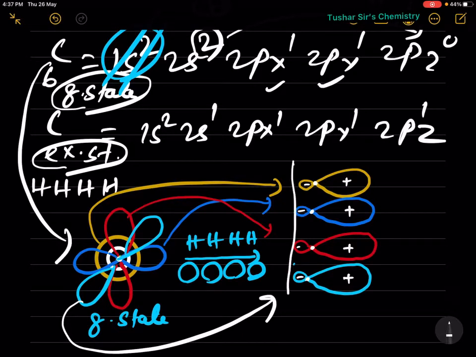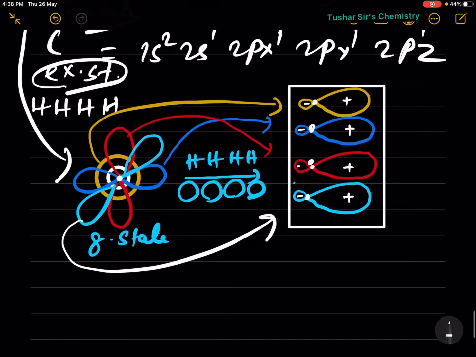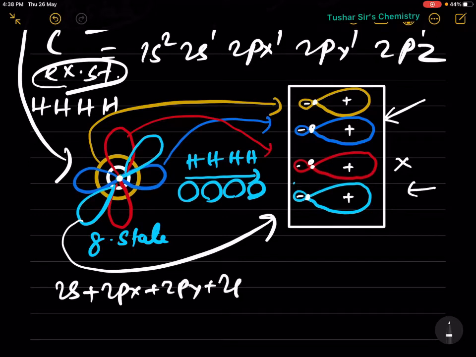But we cannot draw like this. Why? Because they have a common nucleus. So here we have shown 4 nuclei. It is impossible. Here you see there is one nucleus. They have shown 4 nuclei. So it is impossible. So for the ease of understanding, I have shown all hybridizing orbitals in hybridized form. And for information, this 2s, 2px, 2py, and 2pz of carbon take part in hybridization.